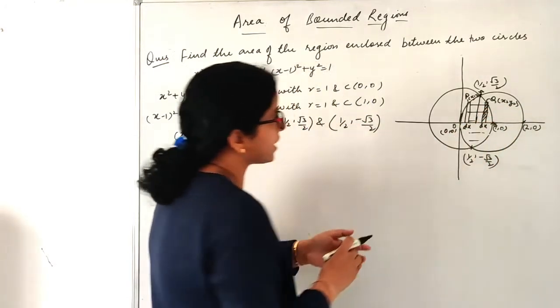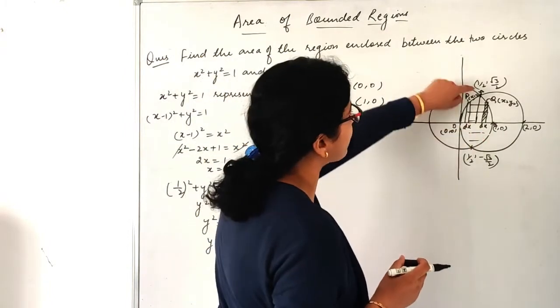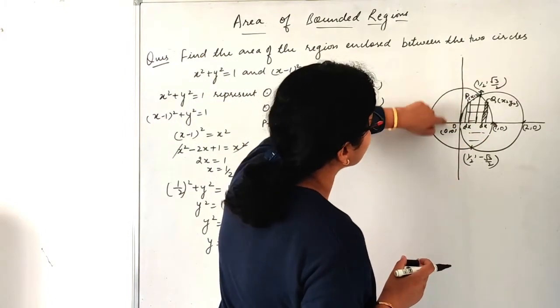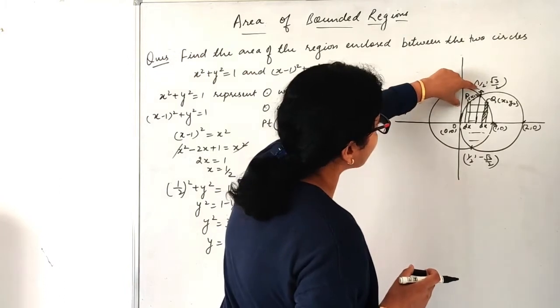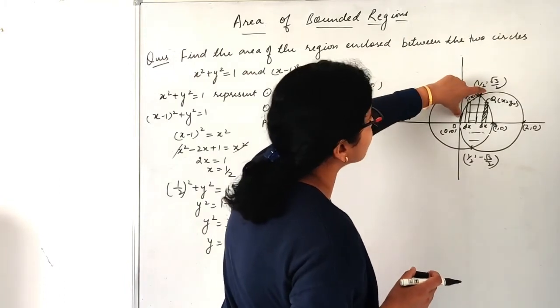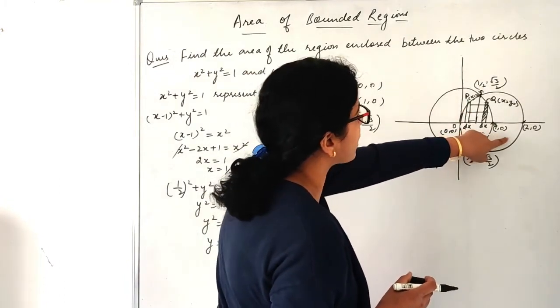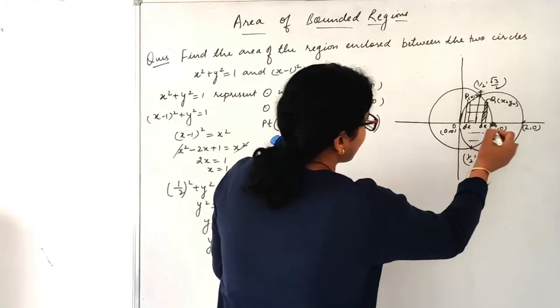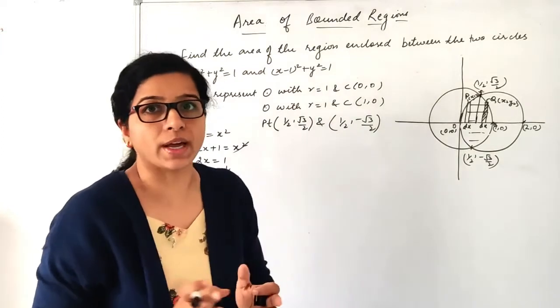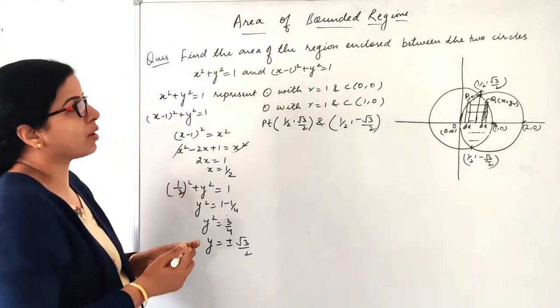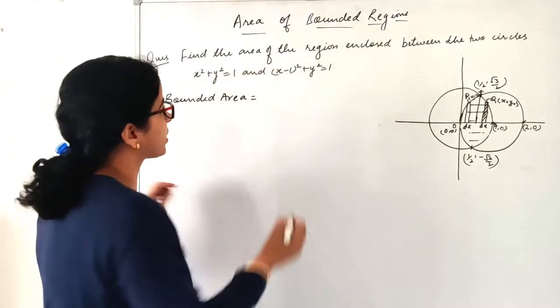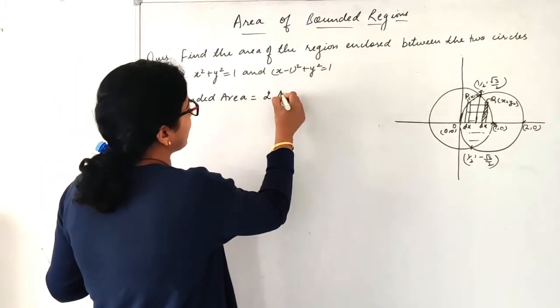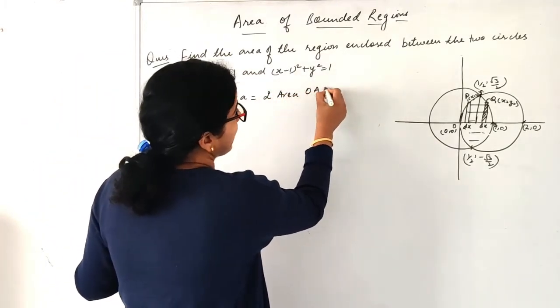But we can see the change in the vertical strip at A, right? So from 0 to 1 by 2, the second circle is varying, the circle which has the center as (1, 0), and from 1 by 2 to 1, the circle which has the center as origin is varying, right? So how can we write our bounded area? Since it is symmetrical, I can write twice area OABO.